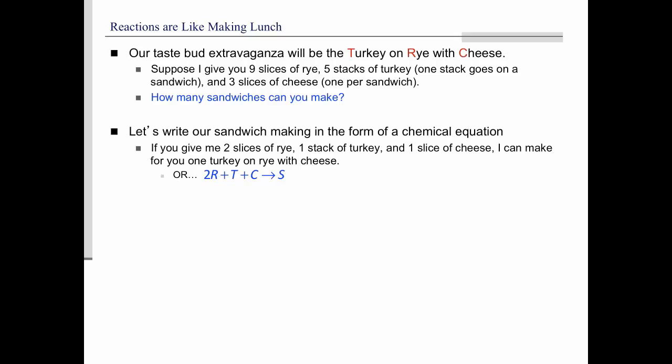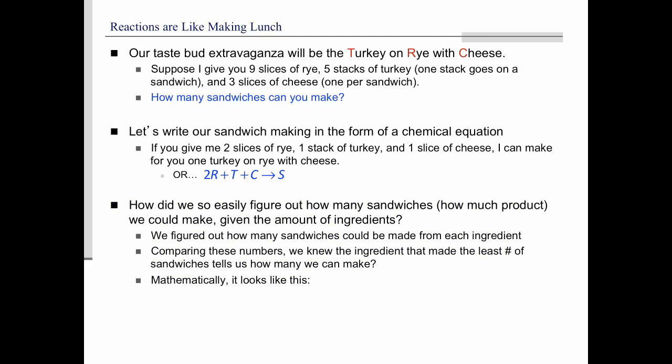What we'll do is we'll write how to make the sandwich, our procedure, as a reaction. Oh, we need 2 slices of bread, 1 stack of turkey, 1 slice of cheese, and then we can make 1 sandwich. Once we have that, you probably went along and did a little bit of math. Now, you didn't even realize you did this math, but let's see if this makes sense to you. First thing you did is you said, I've got 9 slices of rye. And for every 2 slices of rye, I can make 1 sandwich. And so your mind said, okay, that makes 4.5 sandwiches.